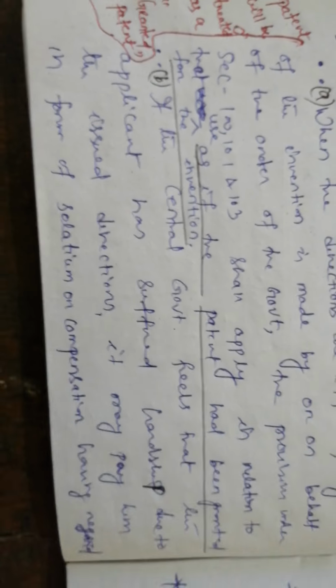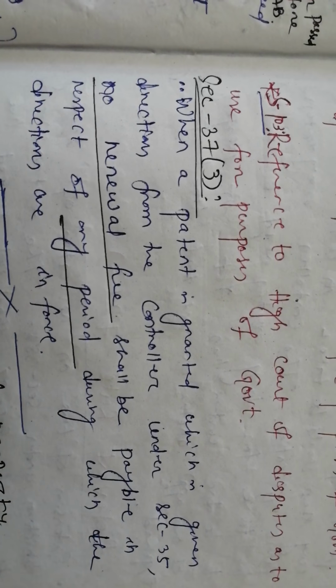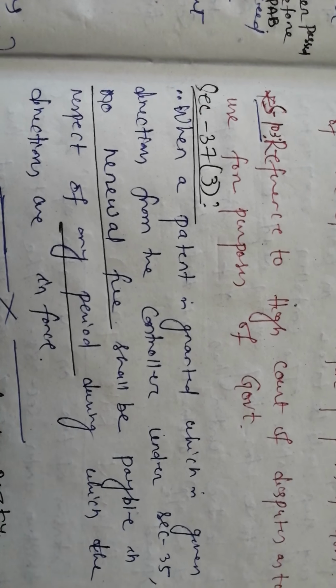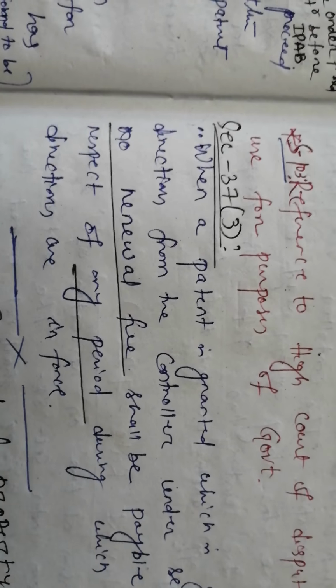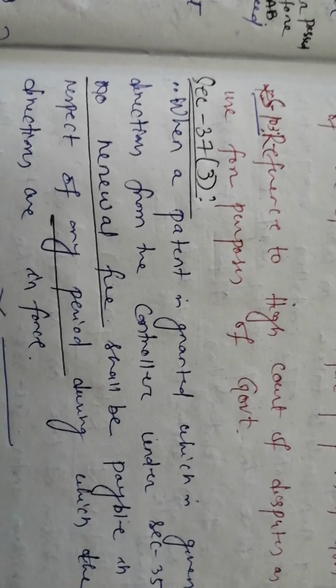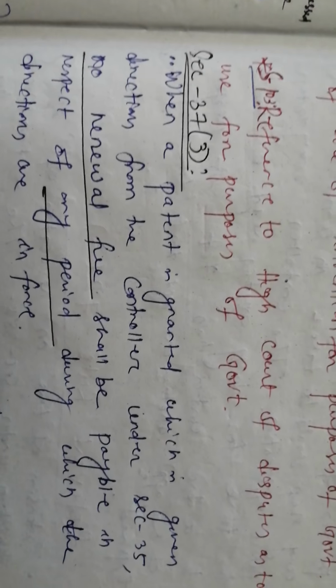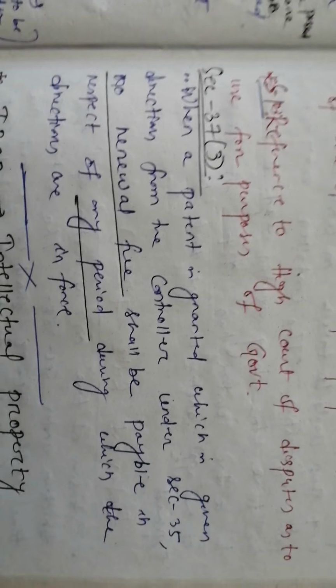Okay. Then section 37, subsection 3. When a patent is granted which had directions from the controller under section 35, same thing, when section 35 is active, no renewal fee shall be payable in respect of any period during which the directions are in force. So there is no particular time span for which the application will be under section 35. So for any period, whatever the time span may be, he or she will not have to pay the renewal fee. We can say that in this way the central government cares for the inventor or the applicant.